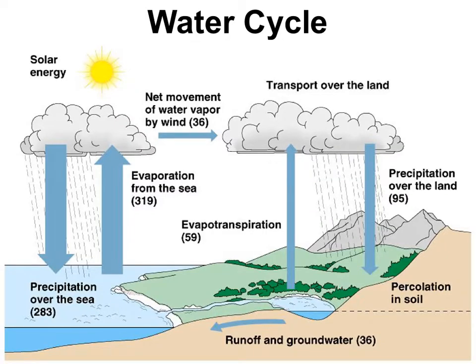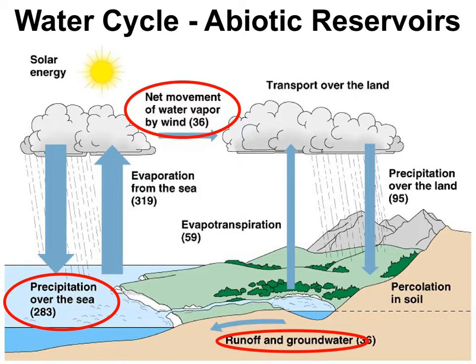Here's the water cycle represented as a diagram. And let's check out the abiotic reservoirs first. Water can be found in bodies of water like oceans and lakes and rivers, and water can also be found in the atmosphere as water vapor. Sometimes you can think about that as clouds. And finally, water can be found in an abiotic reservoir of underground water called groundwater.